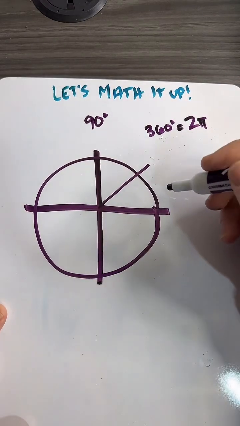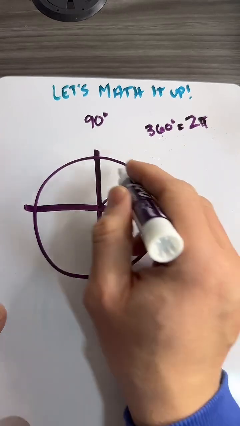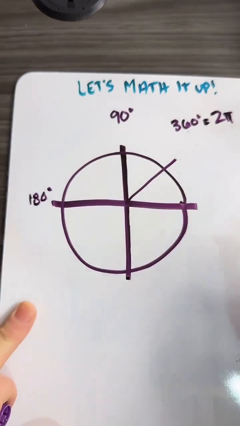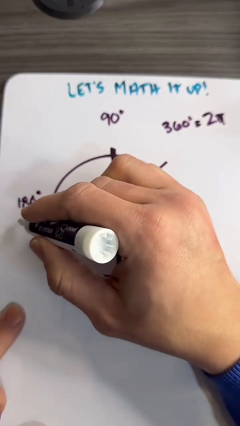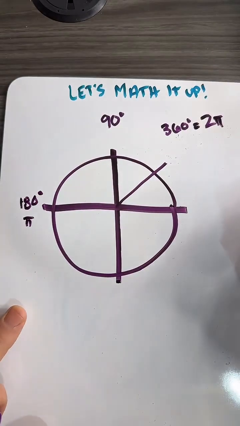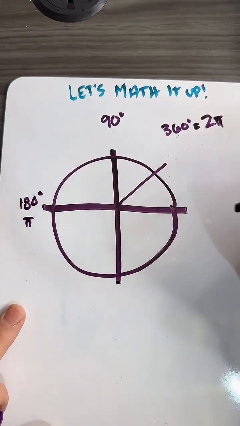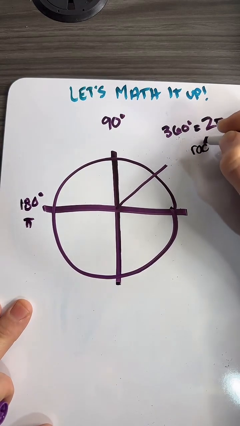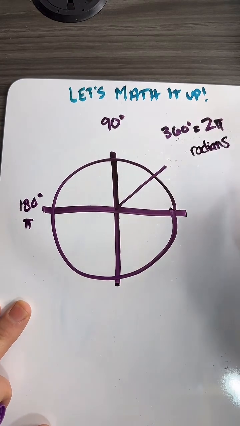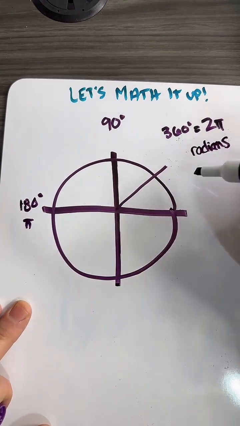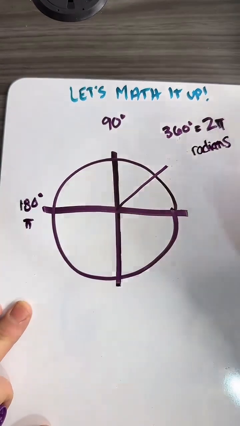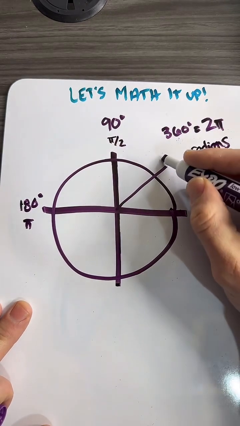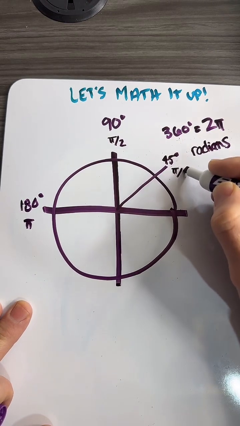Well, that's pretty straightforward, because we know that 180 degrees right here is just half of 2 pi, so that's just going to give me pi radians. Now, everything is a fraction based off of this scenario. Because 360 is 2 pi radians, then 180 is just pi radians. Then 90 is just pi over 2 radians, and 45 degrees is just pi over 4 radians.